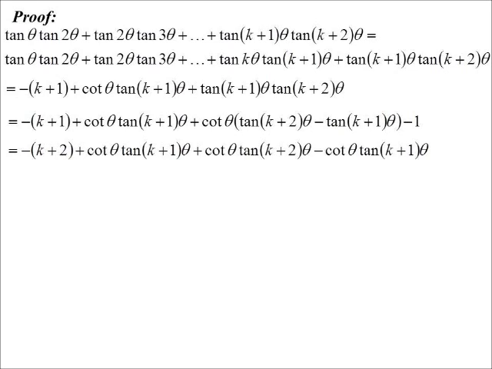I've also got my negative 1, grouped it with my minus k plus 1, because remember what we're trying to prove, we needed a minus k plus 2. So I've got that bit. So beaut, I can leave that alone. It's the rest of it I now have to play with. So we've got the cot theta tan k plus 1 theta and the minus cot theta tan k plus 1 theta. So they're obviously going to cancel. So I've now got minus k plus 2, cot theta tan k plus 2 theta.